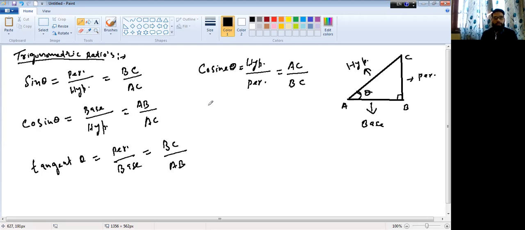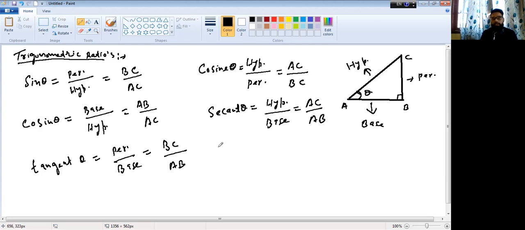Now, next trigonometric ratio is secant of theta. Its formula is hypotenuse divided by base. Hypotenuse in this triangle is AC, and our base is AB. So our secant of theta is AC divided by AB. So dear students, once again, you see that cosine, base divided by hypotenuse, is AB divided by AC. Our secant is AC divided by AB, which is of course the reciprocal of cosine of theta.